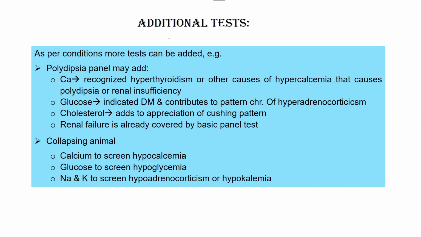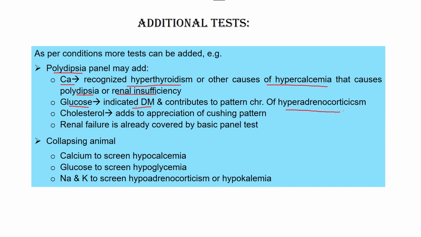Then we have some additional tests that are added based on the conditions present in that animal. For example, if the owner complains in the history that the animal is having polydipsia, for such an animal you can add calcium, because calcium can recognize hyperthyroidism or hypercalcemia, all those conditions or renal insufficiencies that cause polydipsia. You can also go for glucose testing, because polydipsia is a clinical sign of diabetes mellitus. So if glucose is increased, you can detect diabetes mellitus.